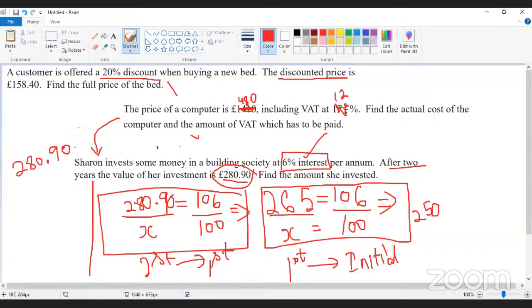This amount is in which year? Second year. Good. This amount is in the second year. We're getting back to the first year. When I want to get back to the first year, did the rate of interest reduce? No, sir. What is the rate of interest? 6%. Yes. So 106% of 280.9. 106%. What is out of 100? That means in the first year, what was the fund?